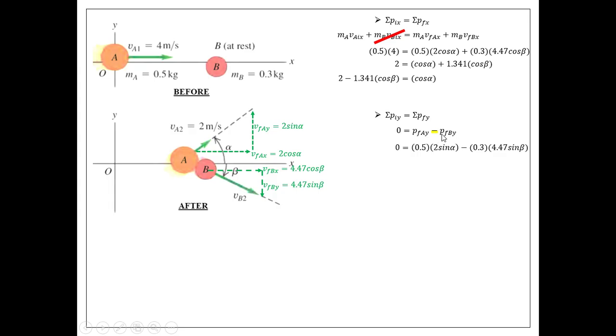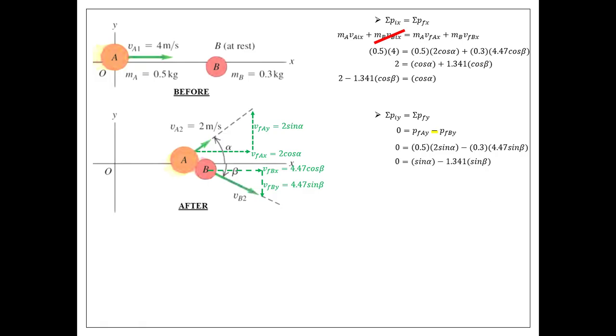All right. So I'm going to go ahead and break up PFBY into mass times VFBY, mass being 0.3, and then VFBY over here that I'm circling back and forth is 4.47 times sine of beta, and that's where that term is from. As you can see from here, you have 2 unknowns. You have alpha and beta as well, just like the previous setup. In the x direction, you have 2 unknowns, alpha and beta.